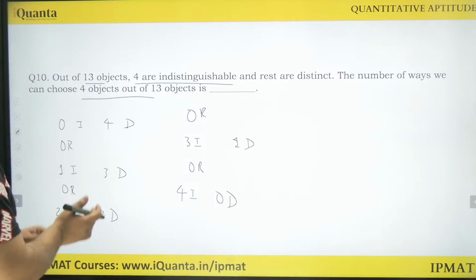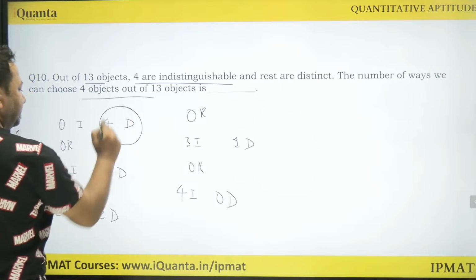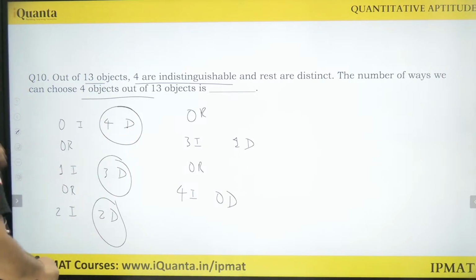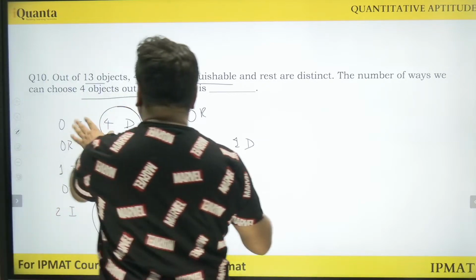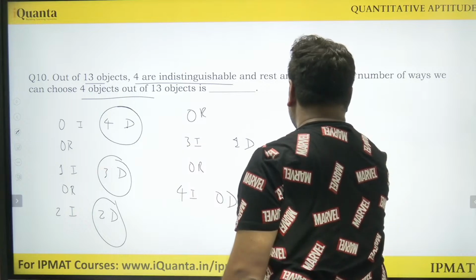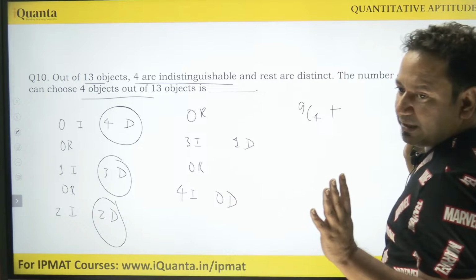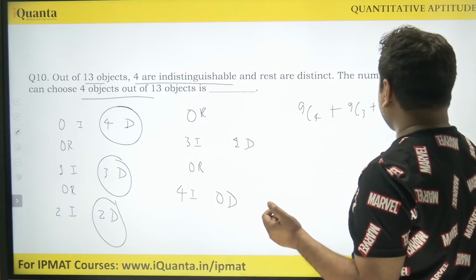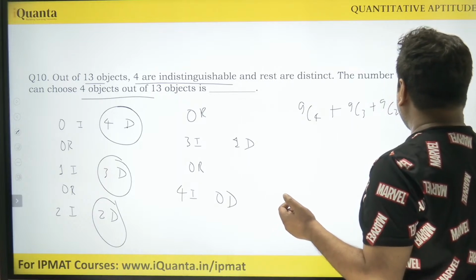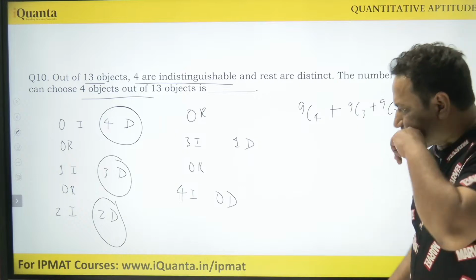By the way, when they're indistinguishable, it doesn't matter which one we choose first. We will have to calculate only for distinct cases. So 4 are indistinguishable, the rest, that is 9, are distinct. So out of 9, we are choosing 4 in the first case, so that becomes 9C4. We have an OR in between, so I use plus. OR is plus 9C3 plus 9C2 plus 9C1 plus 9C0. Let us add them all and get the answer.